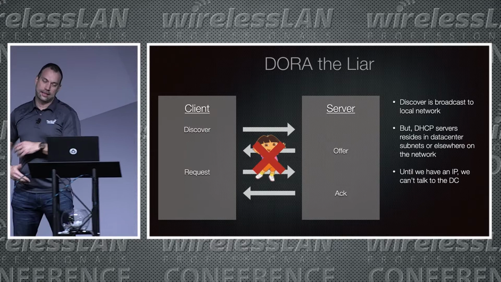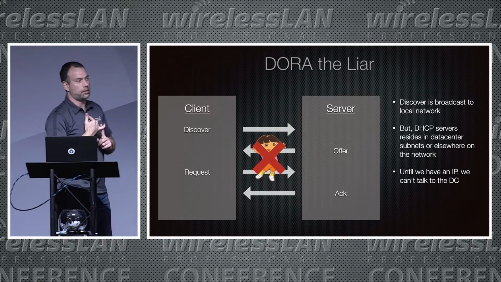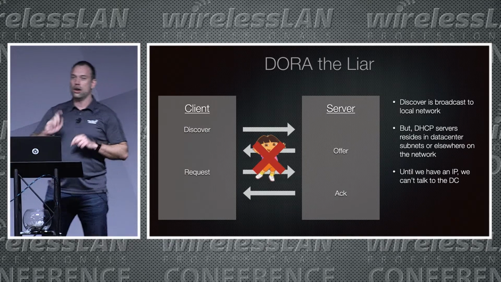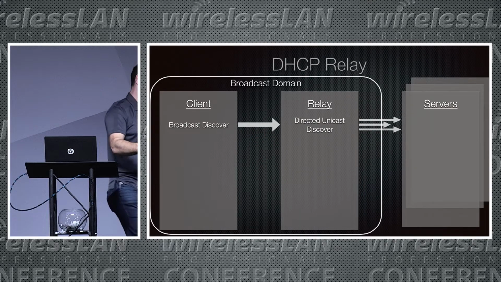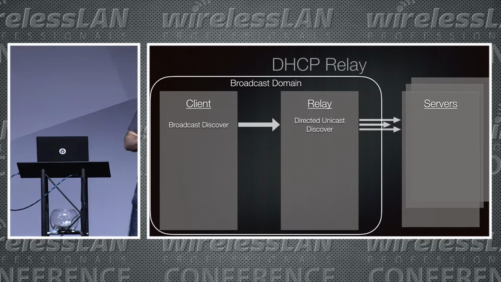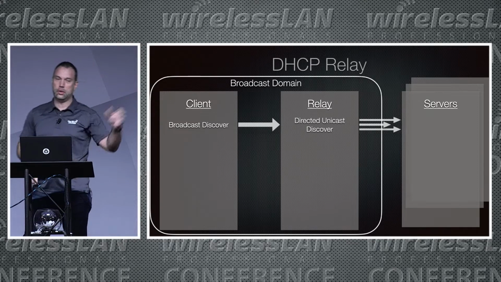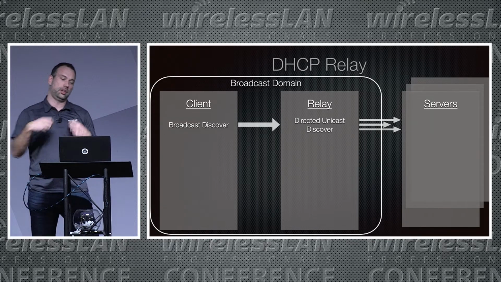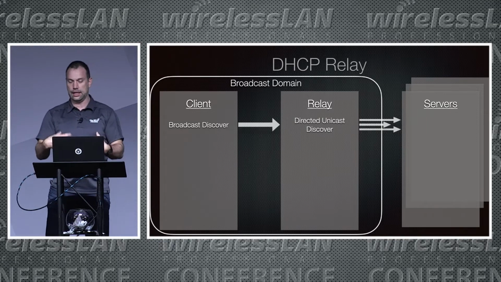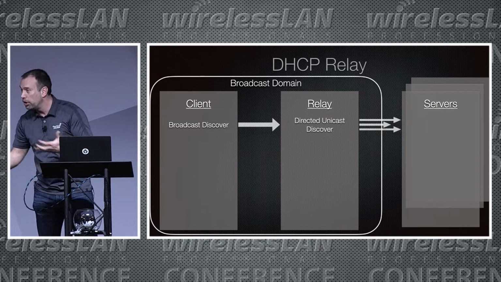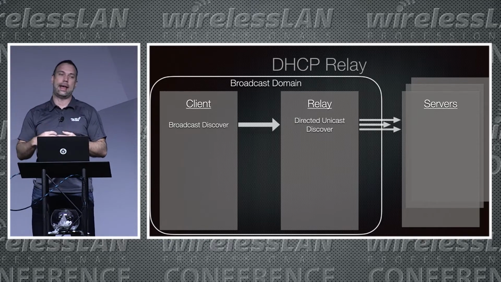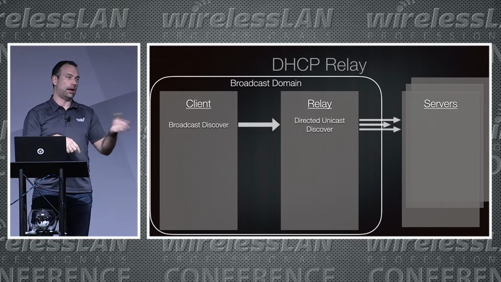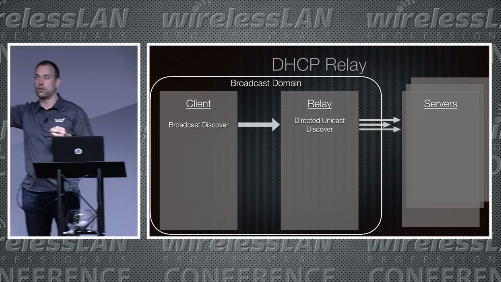And so as I said, it's a broadcast in the layer 2 network. Our DHCP servers are elsewhere, and so we rely on DHCP relay, right? So let's go through that really quickly. We send that broadcast discover, and the DHCP relay or the IP helper, depending upon what environment you're configuring, sees that and forwards that broadcast as a unicast packet to the servers that are configured.